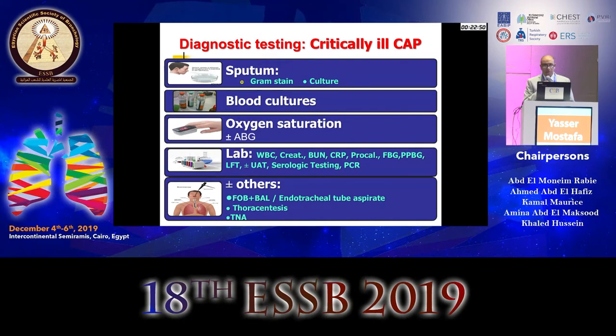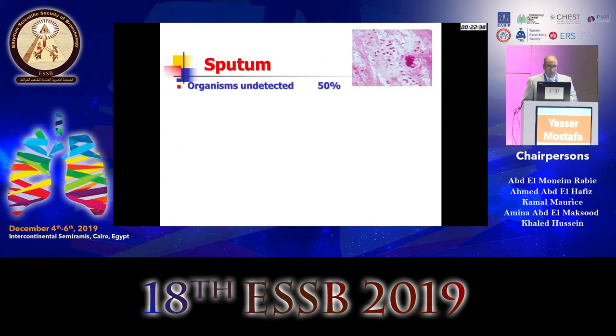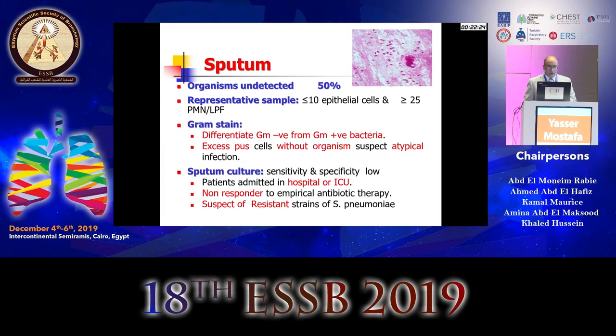Sometimes, especially in patients admitted in ICU, we may need to do a bronchoscopy and bronchoalveolar lavage to exclude other pathology or to take a representative sample for culture and sensitivity and bacteriological workup. In sputum, the organism is not detected except in 50% of cases, and to tell that this is a representative sample, it should contain less than 10% epithelial cells and more than 25 polymorphonuclear cells per low power field.